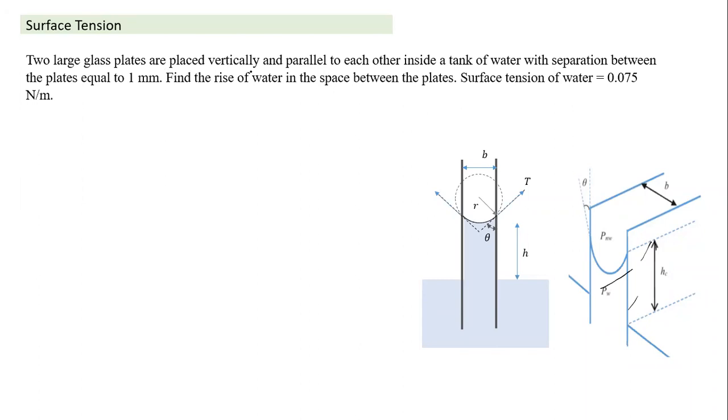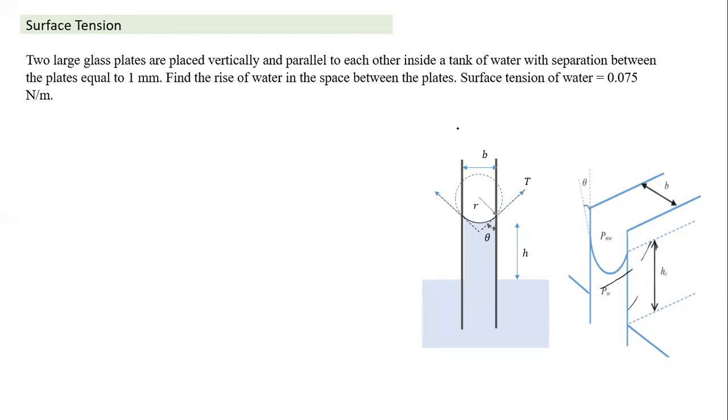Two large plates are placed vertically parallel to each other inside a tank of water, with separation between them B. We'll find it in terms of variables, and we can always substitute and find an answer. And the rise of water in the space between the plates, not in the end region. The end region will take a complex shape. I don't want to draw that shape also.